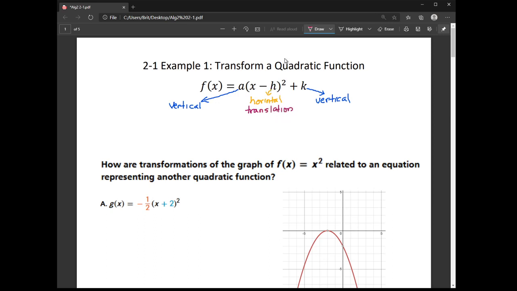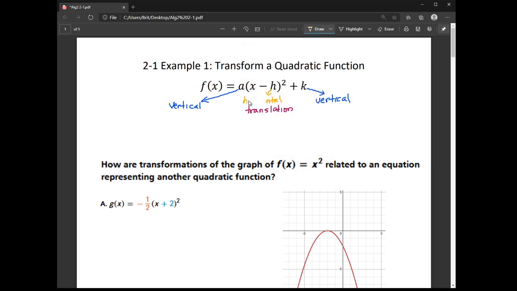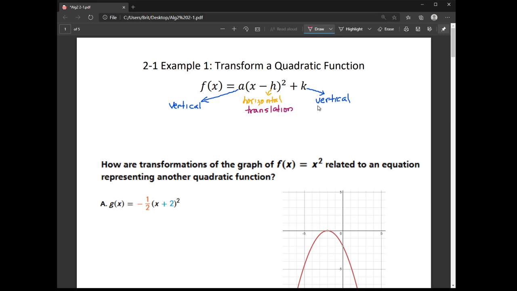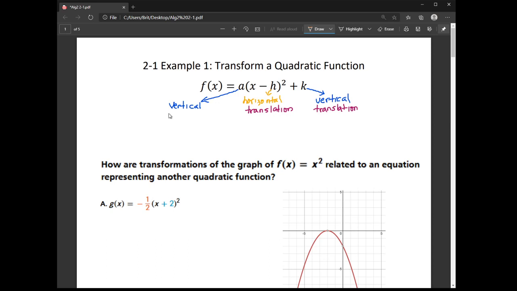So when I add or subtract inside the grouping symbol, it's a horizontal, which I just spelled wrong. Let's go ahead and fix that real quick. So when I do it inside of a grouping symbol, that is going to be a horizontal translation. And if I add or subtract outside the grouping symbol, that's going to be a vertical translation. Now if I'm multiplying, multiplication or division is going to be a stretch or a compression.